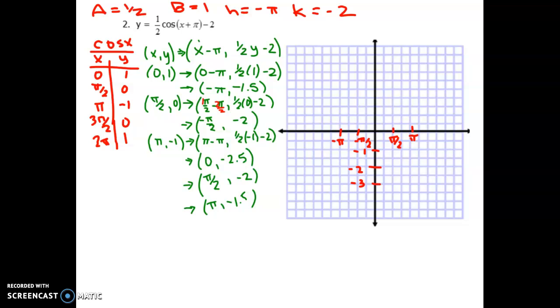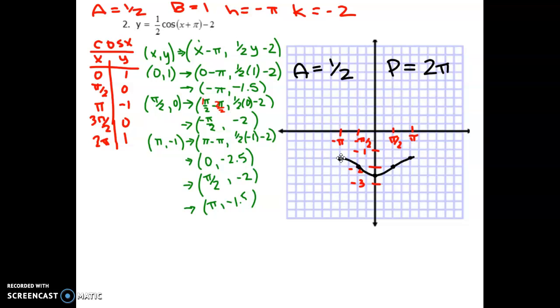Okay, so once you've got your points, again, they follow that pattern. We're starting at minus pi and minus 1.5, then we go to minus pi/2 and minus 2, then we go to 0 and minus 2.5, then pi/2 and minus 2, and pi and minus 1.5. So it's going to make a shorter cosine graph that moved pi units to the left and 2 units down. From here we can find our amplitude and our period. So your amplitude should be half and your period should be 2 pi.